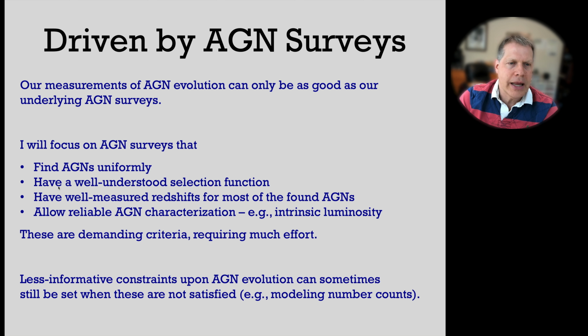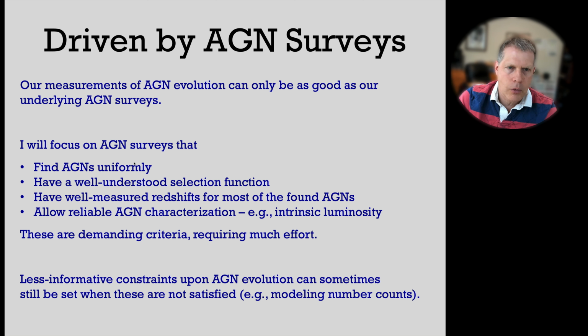Furthermore, I'm going to focus on AGN surveys that have a well understood selection function. These are surveys whereby you can predict pretty well what types of AGNs you think you should be finding without making a lot of mistakes or mischaracterizations, and what types of AGNs you think you will not be sensitive to finding. That's the selection function. And you need to understand your selection function if you're going to try to make real measurements of what AGN evolution is like out of the distant universe.